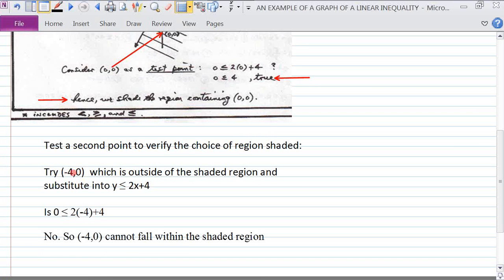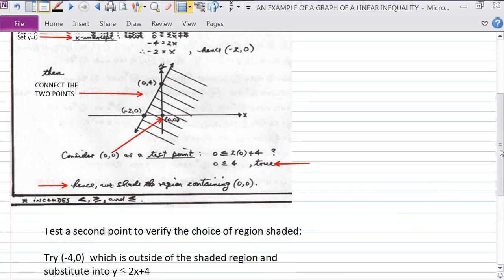So I try minus 4, 0 and plug it into y less than or equal to 2x plus 4. And I ask the question, is 0, because y is 0, less than or equal to 2 times minus 4 plus 4? Now, 2 times minus 4 is minus 8, plus 4 is minus 4. Is 0 less than or equal to minus 4? And the answer is no. 0 is greater than minus 4. So as a result, we know that minus 4, 0 cannot fall within the shaded region.